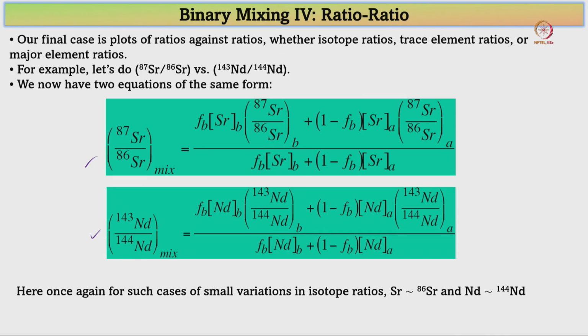Here again we are going to make this small assumption or approximation that whatever is the denominator isotope ratio, that will be my complete elemental concentration. That is, if I am using 86 strontium as the denominator, that concentration is my total strontium concentration. If I am writing 144 neodymium concentration, that is equal to my neodymium concentration.